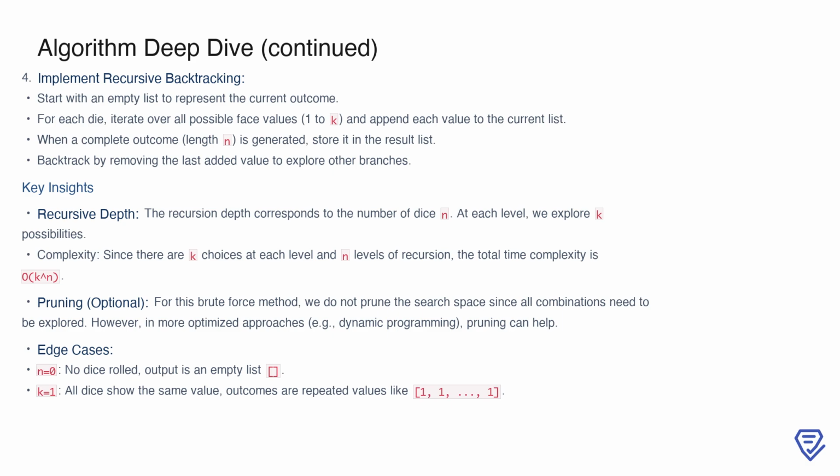The recursion depth corresponds to the number of dice, n, and at each level, we explore k possibilities. The time complexity for this brute force approach is k to the power of n, since we explore all combinations exhaustively. It's important to note that we don't prune the search space in this method because every combination is required. Special cases include scenarios like n equals 0, where no dice are rolled, resulting in an empty output list, or k equals 1, where all outcomes are the same repeated value, such as [1,1,1].